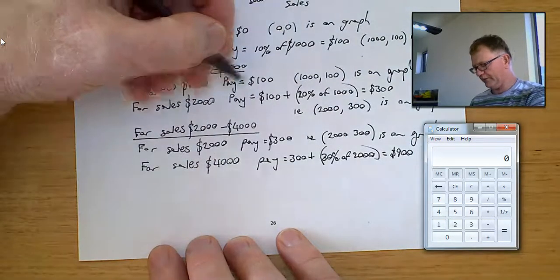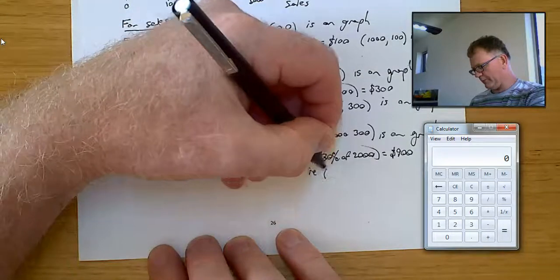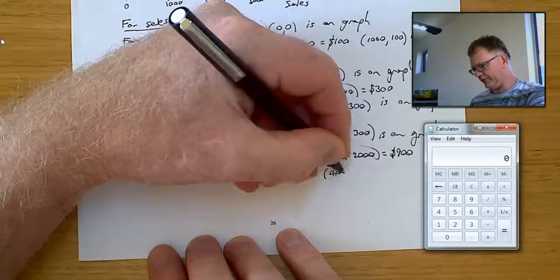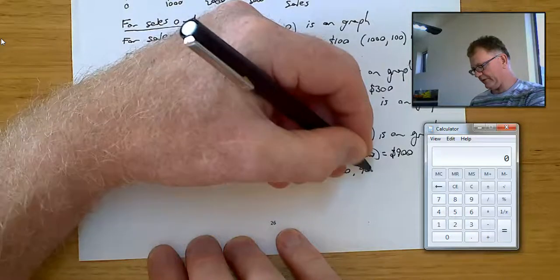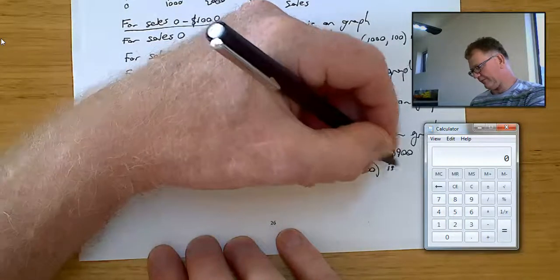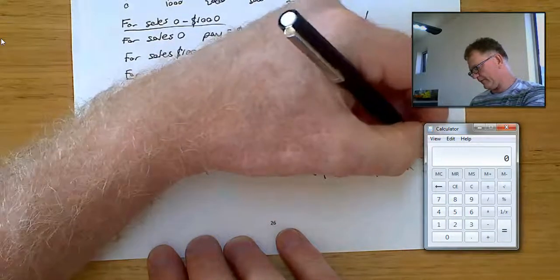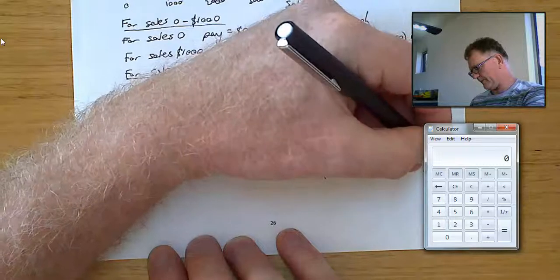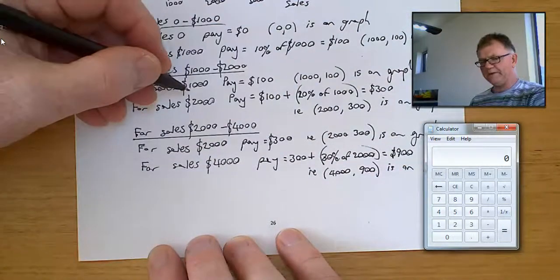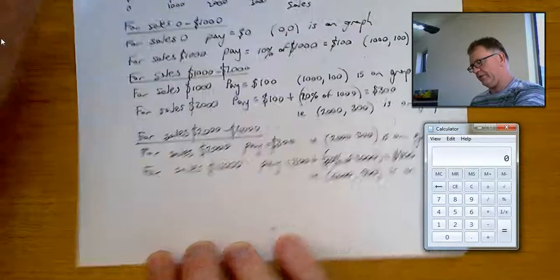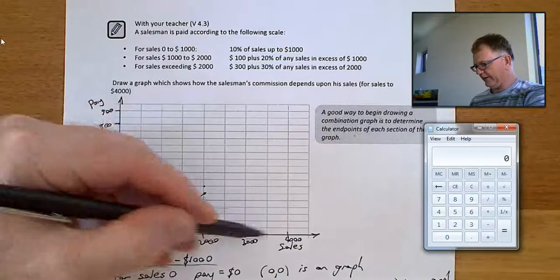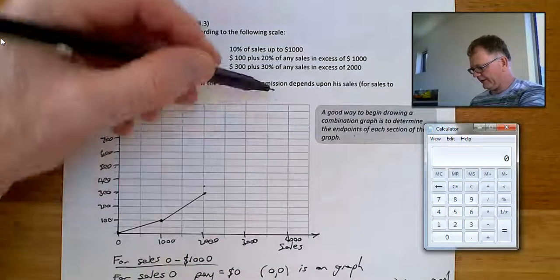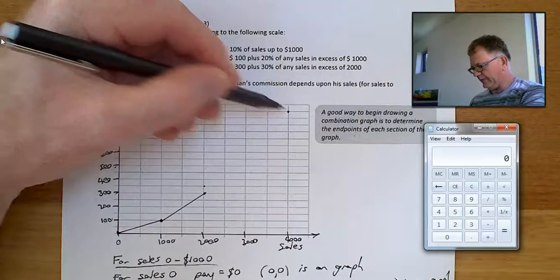In other words, the point where we've got sales of 4,000 and pay $900 is on the graph. So let's go back and put that point on the graph and we can finish the graph. When he's selling 4,000, he gets paid $900. It's on the graph.